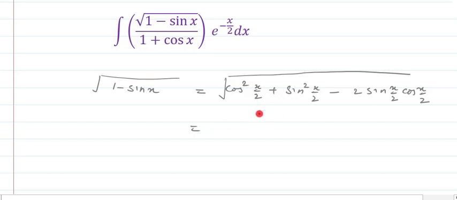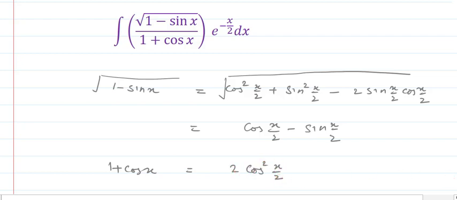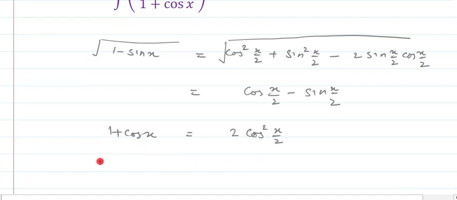Now it is clear to you, this is nothing but simply cos x/2 minus sin x/2, because (a minus b) whole square is a square plus b square minus 2ab, which is the identity. So the root sign gets cancelled, and we are left with cos x/2 minus sin x/2. So this term can be written as this. And again, 1 plus cos x is a very well known identity for you, which is 2 cos square x/2. Okay, let us separate these two portions now.